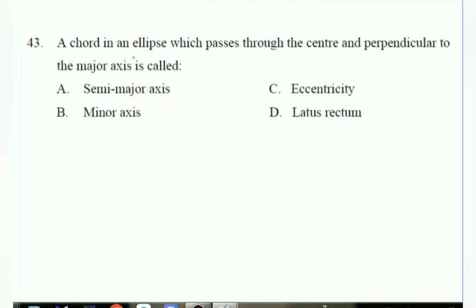A chord in an ellipse which passes through the center and is perpendicular to the major axis is called what? So there is a chord passing through the center which is perpendicular to the major axis. That chord is called the minor axis. The minor axis is a chord passing through the center which is perpendicular to the major axis. So our answer will be B.